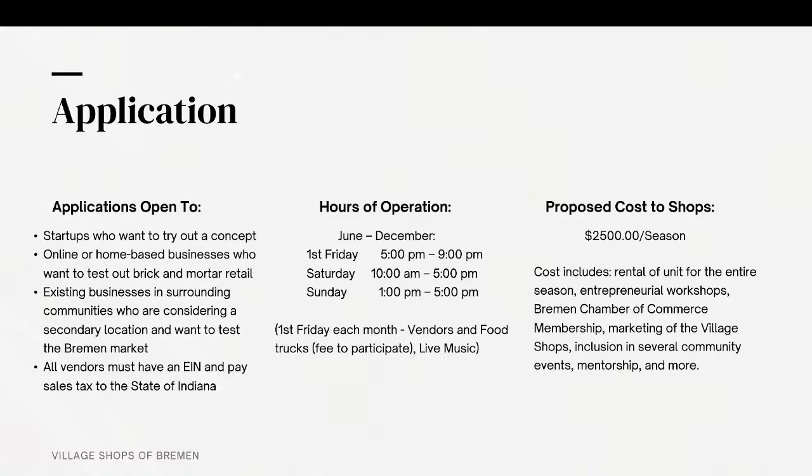They had a wine tour one night. They had a Christmas festival. They had a St. Patty's Day. So there were even events going on up there when the shops weren't actually open. And so this is making an opportunity for our downtown area to have some livelihood a couple times a month.